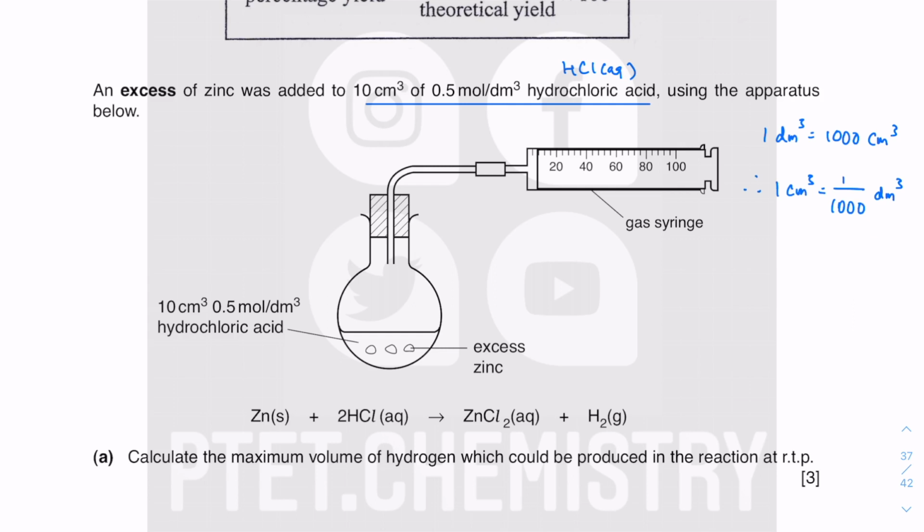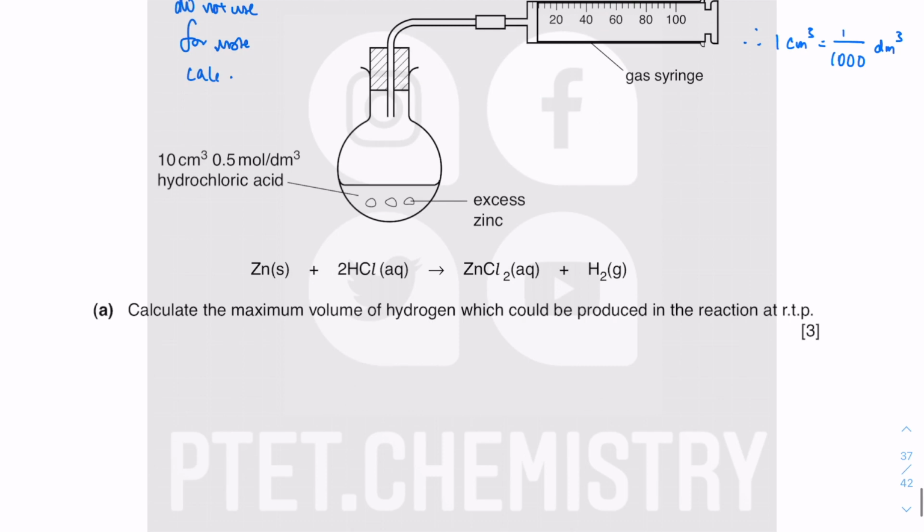This is kind of like the primary school conversion you would have done with kilogram and gram and various other quantities. So you have excess of zinc, so do not use zinc for mole calculations, depending on what you're trying to calculate really. So what's the maximum volume of hydrogen you can get? Remember, zinc was in excess, so we do not use it. If that was in excess, the HCl is limiting. Limiting means completely used up, so we will use that.